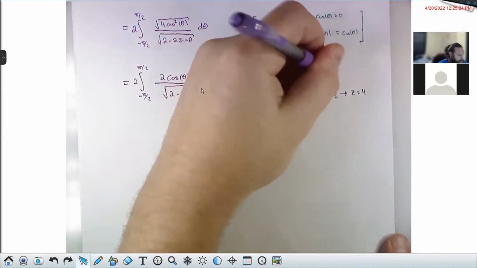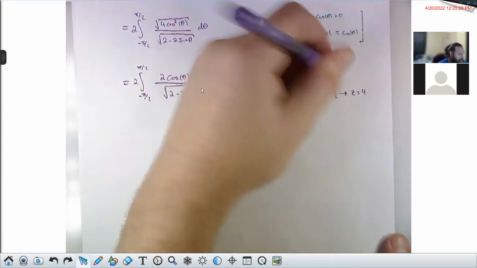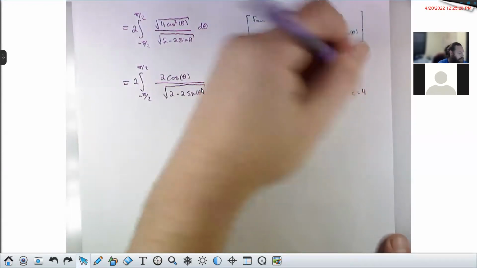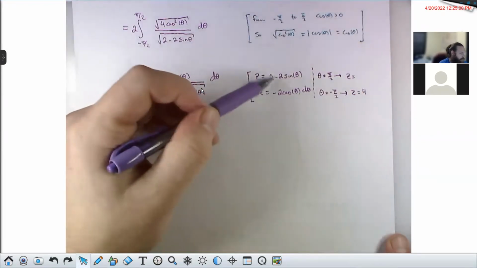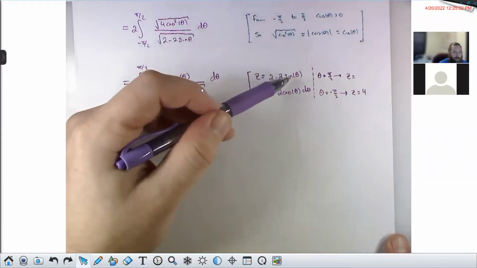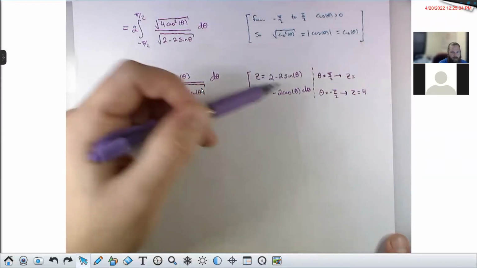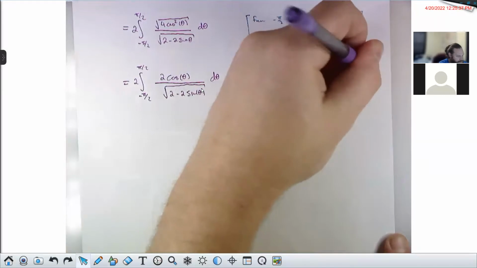And when theta is positive pi over 2, z is going to be 2 minus 2 times the sine of pi over 2. The sine of pi over 2 is 1, so this is 2 minus 2, which is 0.